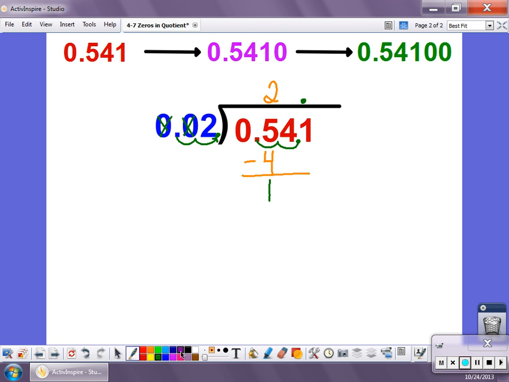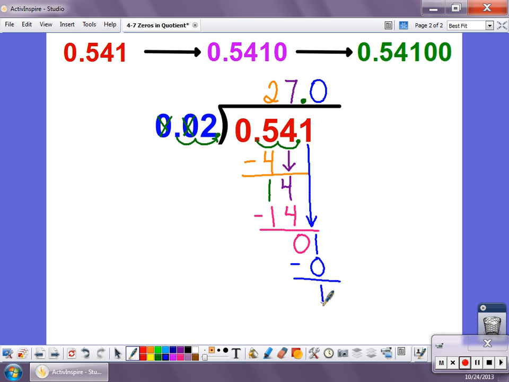My next step is going to bring down this 4, which gives me 14. 14 divided by 2 is 7. So now my next step is going to be to multiply this. 7 times 2 gives me 14. And I'm going to subtract that and get 0. Now the next thing I do is bring down this 1. So I have 1 divided by 2. I can't divide 1 into 2 groups, so I have to put a 0 here. 0 times 2 is 0. I subtract it, and I still have this 1.